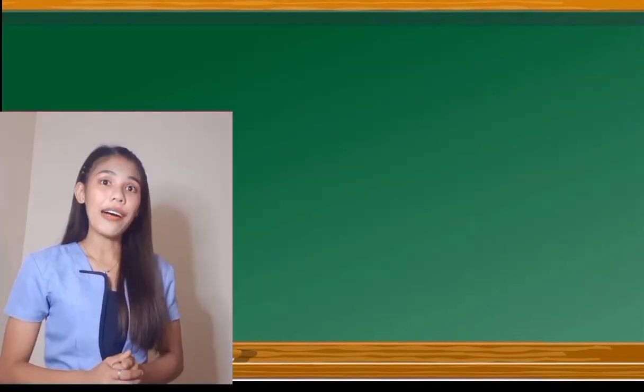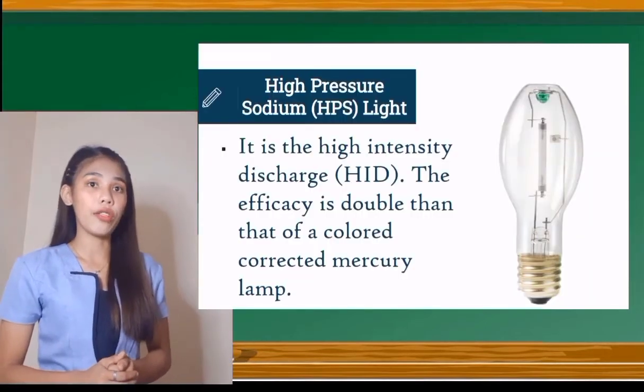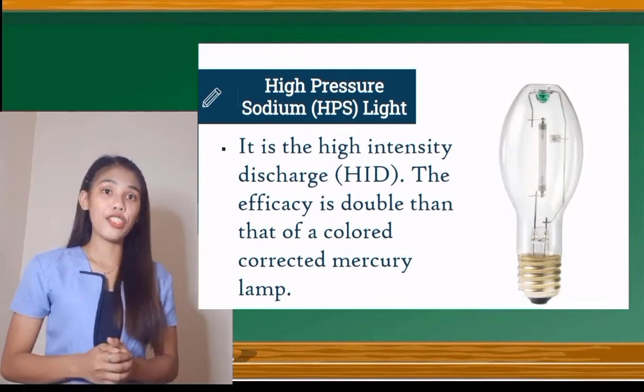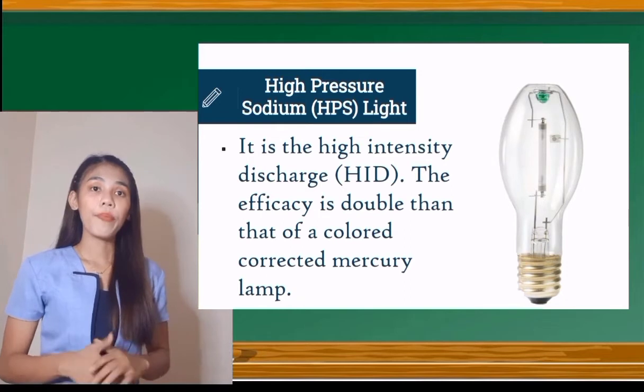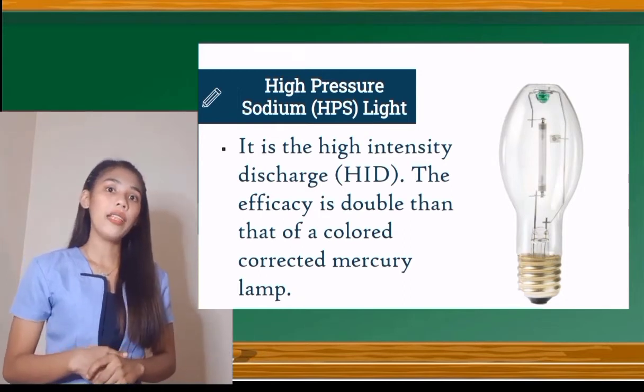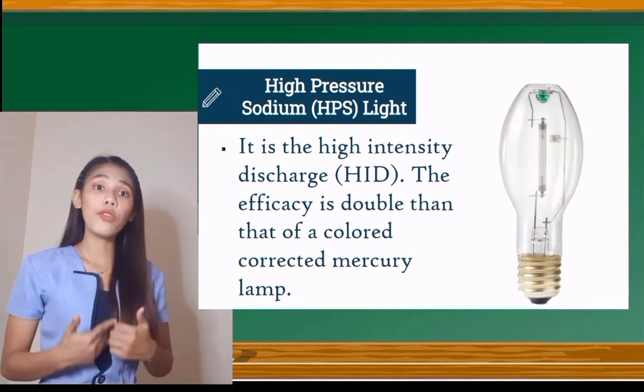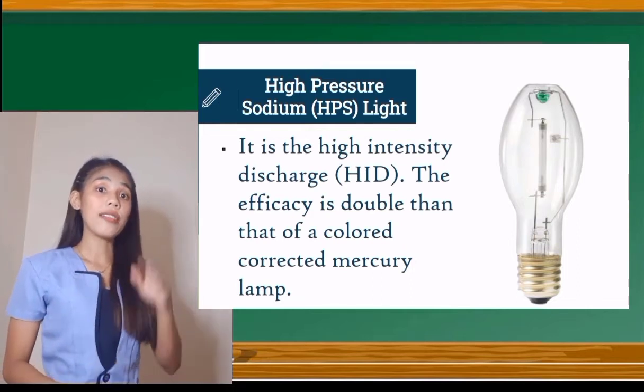The second to the last is the high pressure sodium, or the HPS light. It is a high intensity discharge, or HID, lamp. The efficacy is double that of a color-corrected mercury lamp. For me, it is good to use because it has a smaller size with high output and also has a longer life.